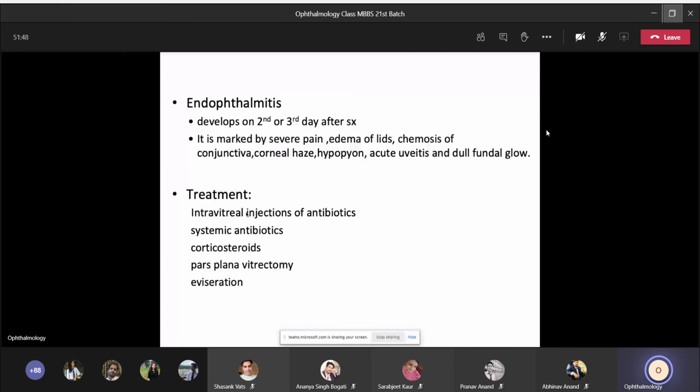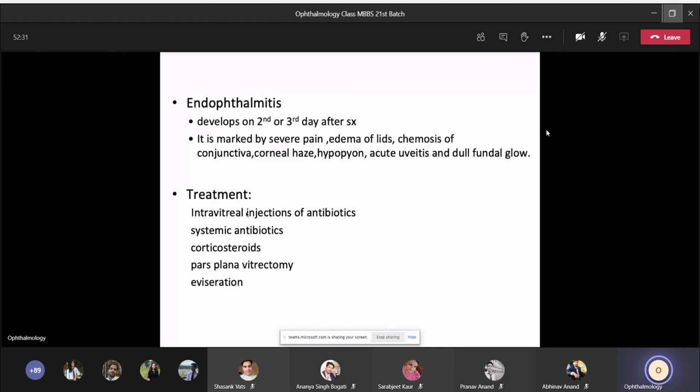It is an ocular emergency. Once you diagnose a case of endophthalmitis, you have to go for immediate treatment. Take the patient to the OT, give an intravitreal injection of antibiotic, and give systemic corticosteroid. Depending upon the condition, we may need pars plana vitrectomy to remove the infected vitreous. Ultimately, if we cannot salvage the eye, we may land up in evisceration. Evisceration means we have to remove the eyeball content as a whole. So it is a very dreaded complication.